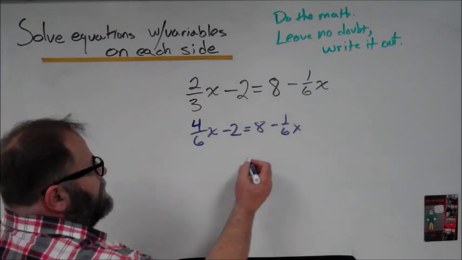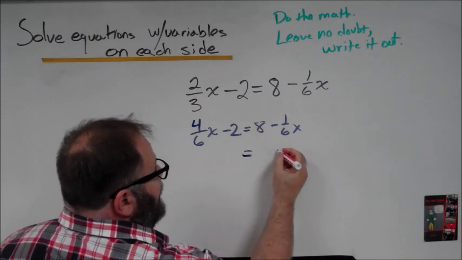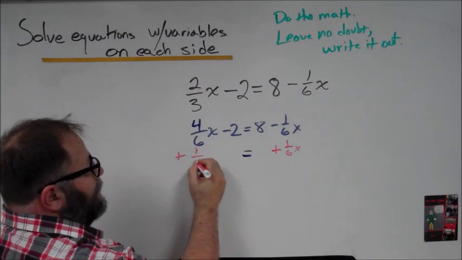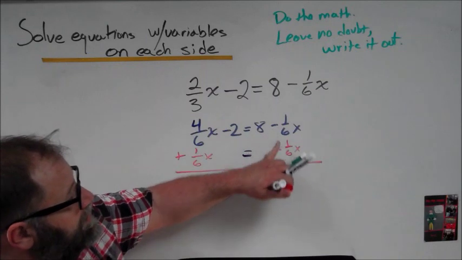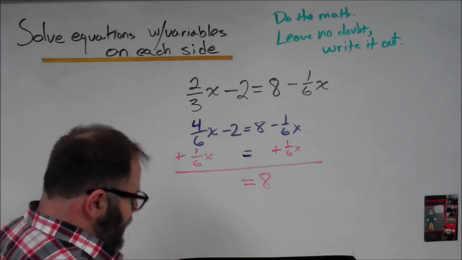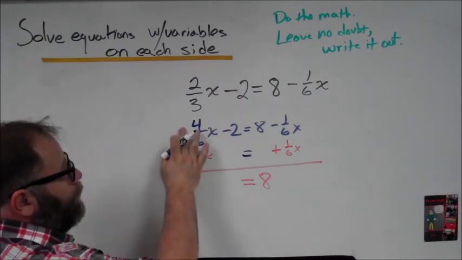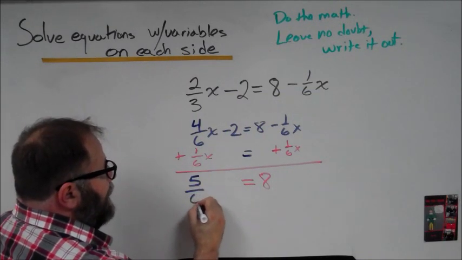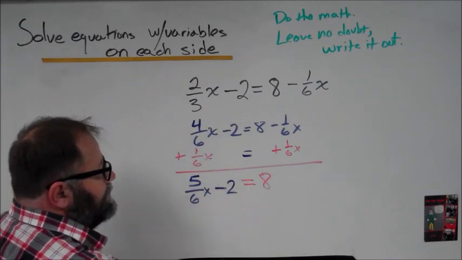Now I have a -1/6 x, and I want to make that 0. All right, so the 0 pair for -1/6 x would be +1/6 x. And that means I'm going to add a 1/6 x on that side. So now I've got -1/6, +1/6, that's 0. That's going to leave me just 8 there. Now on this side, I've got 4/6 plus 1/6, which is just 5/6 x. And that -2 just comes down here and becomes -2.